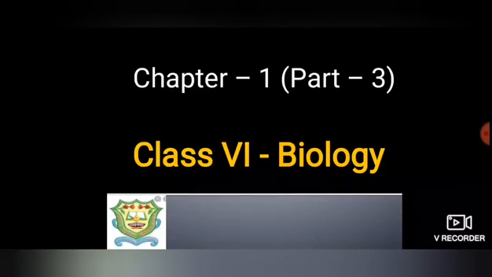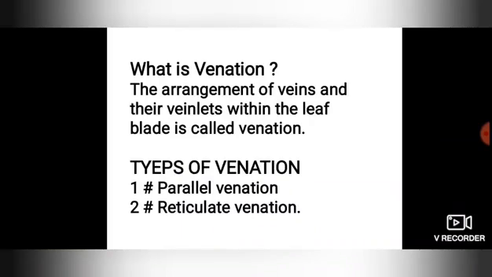Children, if you see a leaf carefully, you can easily locate the fine lines running within the lamina forming different patterns called veins. So, the arrangement of veins and their veinlets within the leaf blade is called venation. I am repeating the definition. The arrangement of veins and their veinlets within the leaf blade is called venation.